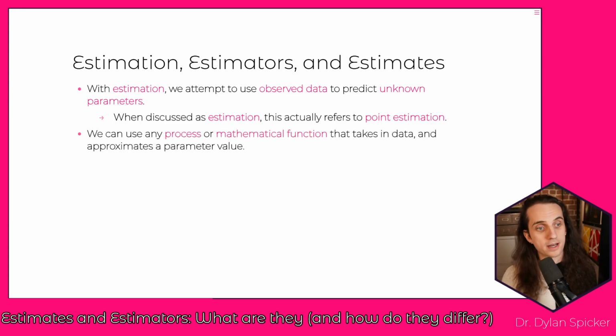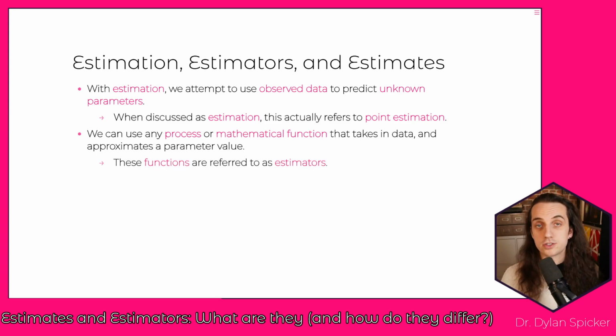Any process or mathematical function that takes in data and then approximates a parameter value is, in theory, useful for estimation, right? So there's not going to be one way of estimating a particular value. Estimation can proceed with any process, algorithm, or mathematical function, as long as it's taking in data, and whatever it outputs is a guess at a parameter value. The functions that we're actually using here are referred to as estimators. So whenever we hear estimator, we're thinking that's a mathematical function, a mathematical procedure, a process that we can actually follow. It's going to take in the data and output a guess at the parameter value.